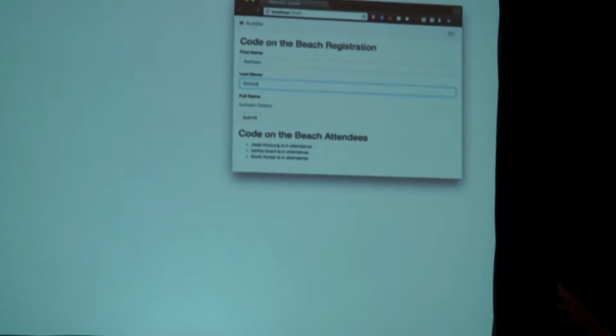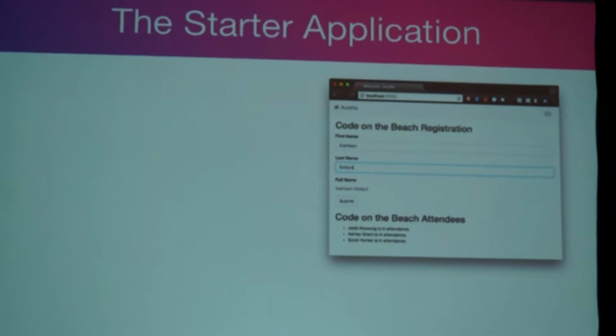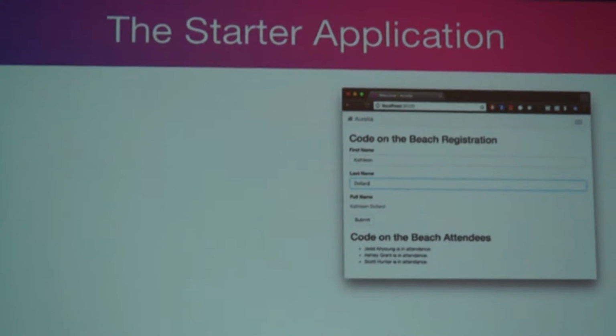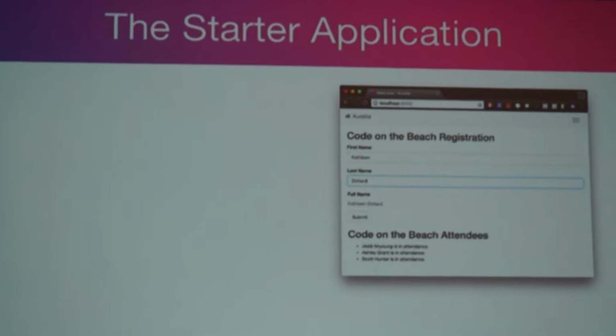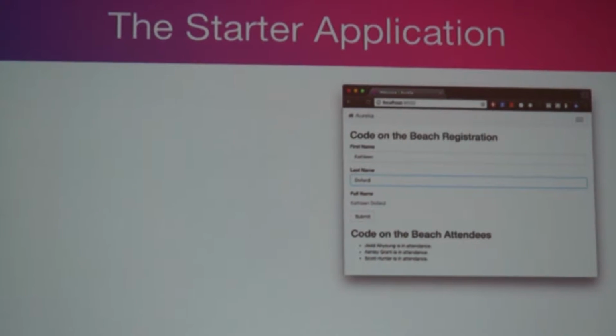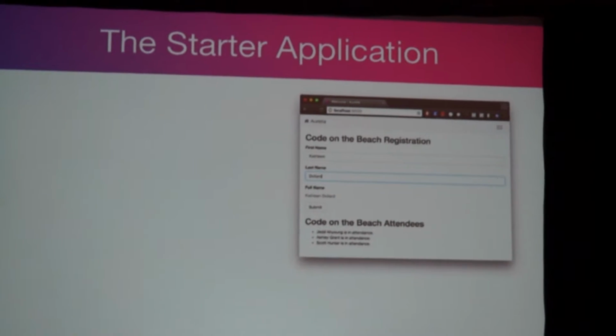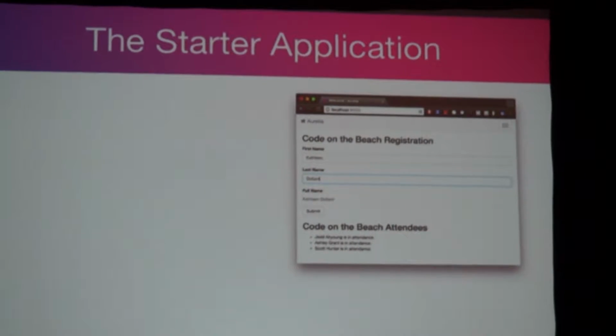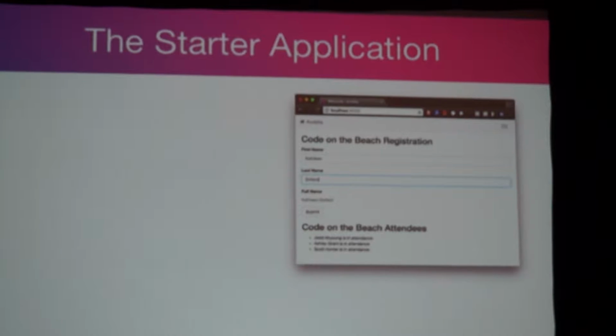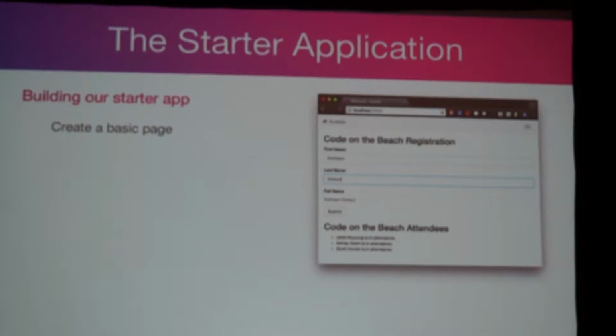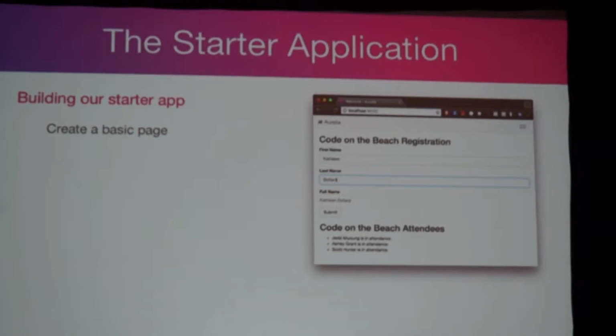As you can see, this is just a general idea of what we're going to build. We're going to build a quick little Code on the Beach registration page because we're at Code on the Beach, and Code on the Beach is awesome. We're going to keep track of who's attended, and we're going to have some really simple navigation thrown in there just for good measure. So again, a basic page. That's what we're going to do.